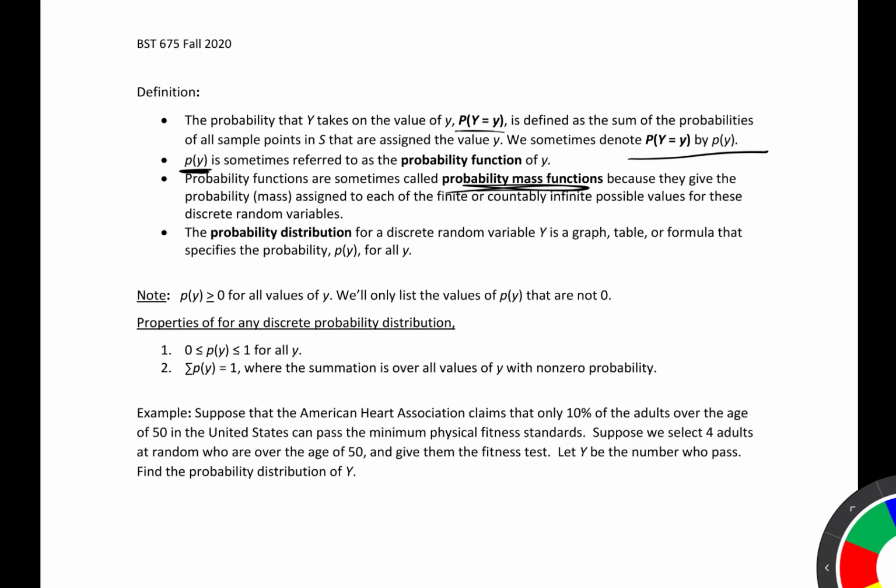Now the reason that they're called probability mass functions is because they give probability of mass assigned to the finite or countably infinite possible values for these discrete random variables. And we'll see an example of that here in a second. The probability distribution for discrete random variable, capital Y is a graph, table, or formula that specifies the probability P of y for all y.